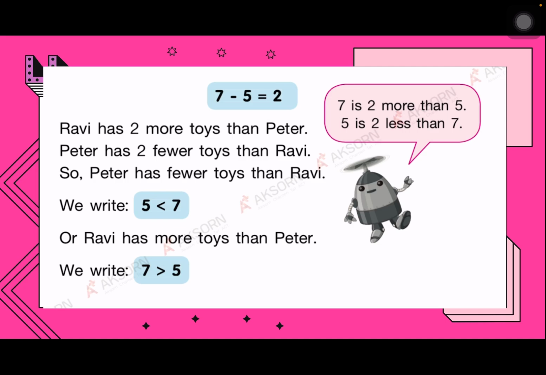So you look at this. How do we write it? Ravi has more toys than Peter. We have 7, since 7 is Ravi's toys and 5 is Peter's toys. You remember the crocodile's mouth likes to eat big number. So the alligator will eat number 7. So 7 is more than 5. Did you understand? Okay, good job.